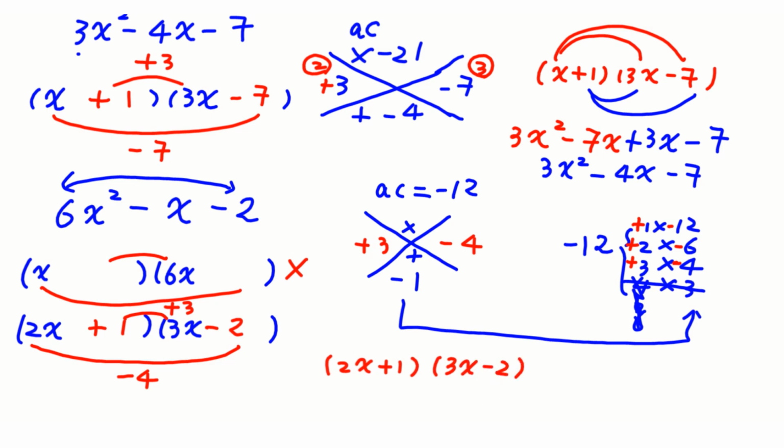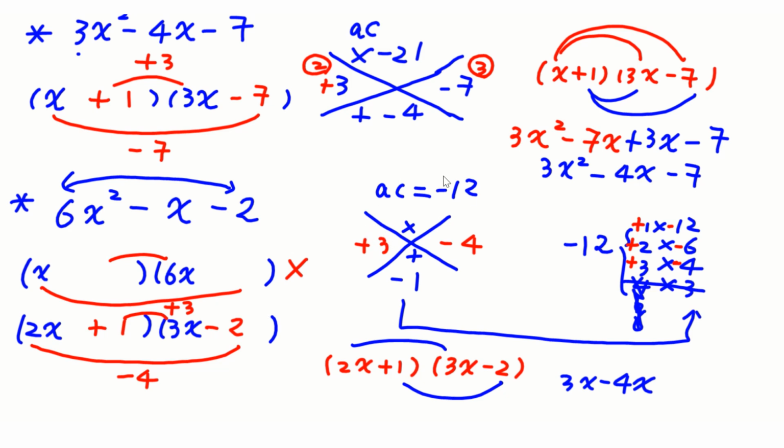Then you could double check. First times first, 6x squared, yes. Last times last, 1 times negative 2 gives you negative 2, is correct. The cross is positive 3, negative 4. Positive 3x minus 4x gives you negative x, so it works. So this is how we do the factoring by using the cross multiply.